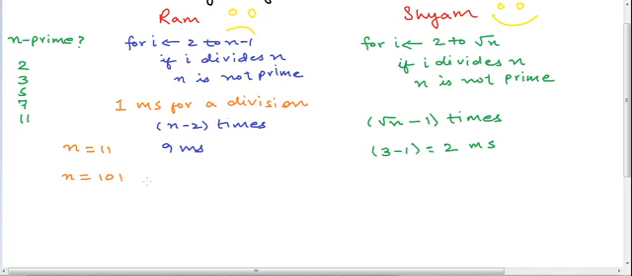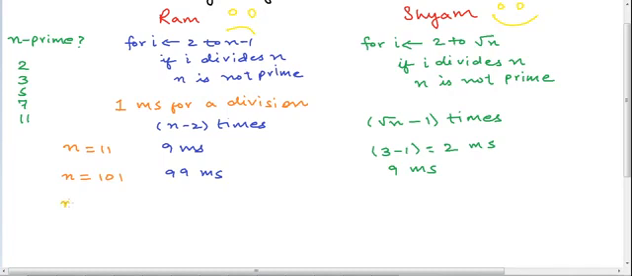For n is equal to 101, and that is a prime as well, Ram will take 99 milliseconds. Shyam, however, will take square root of 101 is 10 point something, so Shyam will take 10 minus 1 or 9 milliseconds. This is still less than 1 second, and Mr. Computer won't give you much of a hint of the actual runtime for such small value or duration.